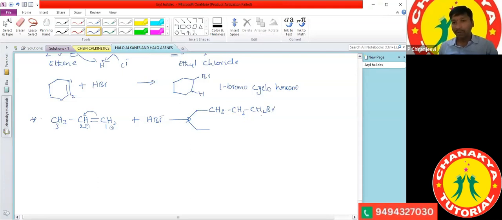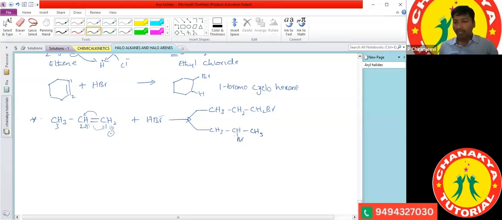And we have another possibility also. What is that possibility? Let us see. When these pi electrons are shifted onto this carbon atom, this carbon gets a negative charge and this carbon gets a positive charge. The positively charged carbon atom attaches with the bromine, CH bond Br, and the negatively charged carbon atom attaches with the hydrogen, then it is converted into CH3.